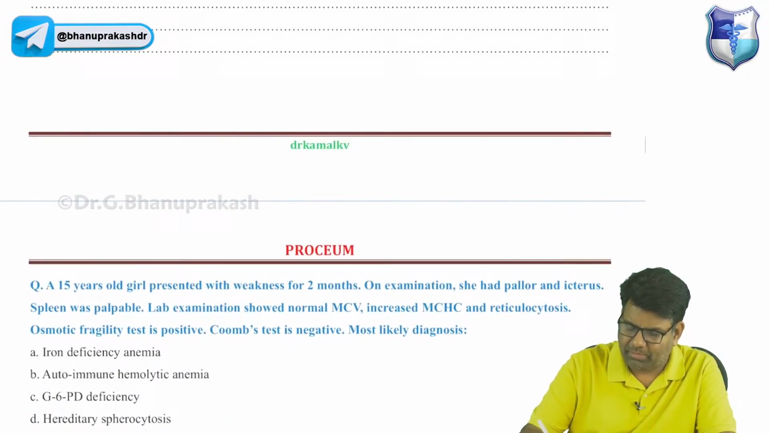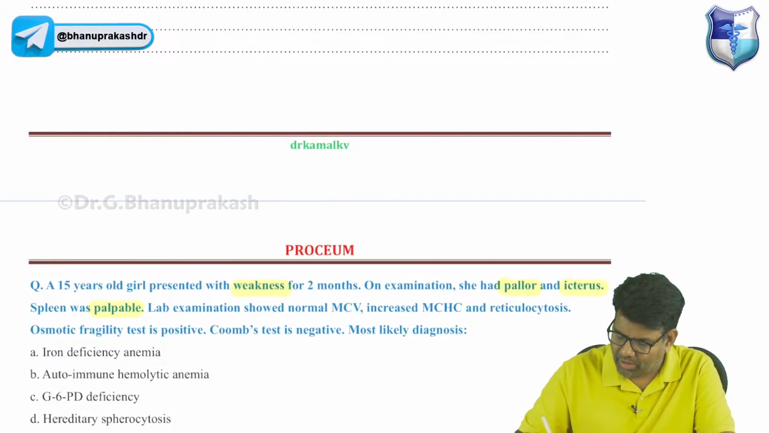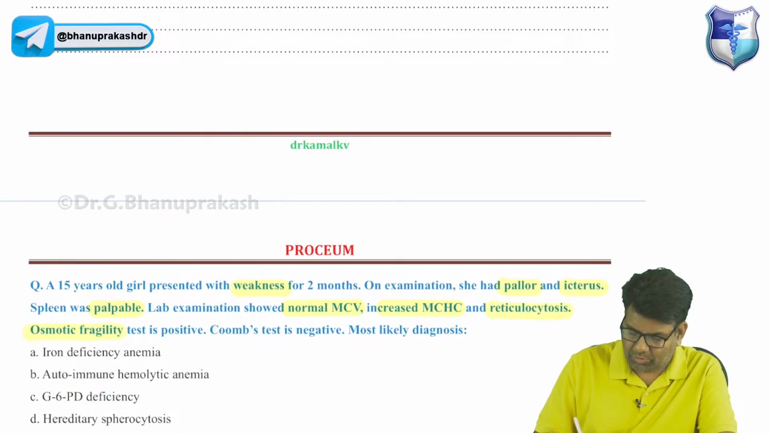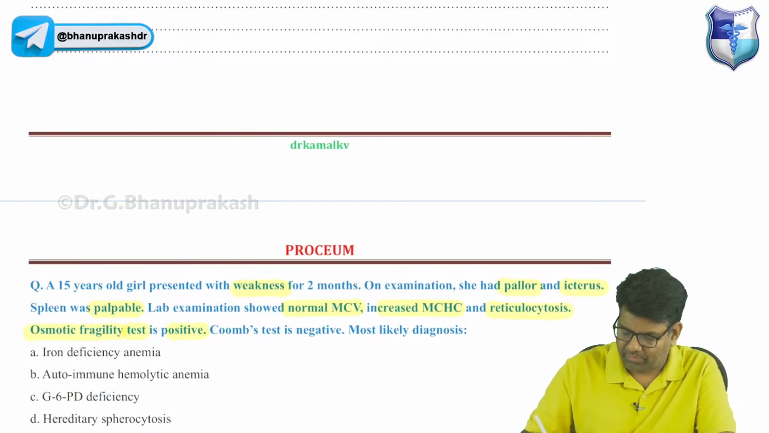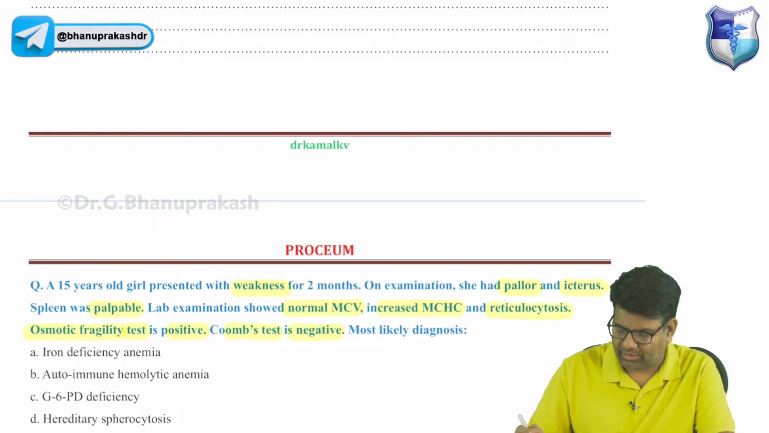Then the next question: a 15 year old girl with weakness, and she has pallor, icterus, and a palpable spleen, normal MCV, increased MCHC and reticulocytosis. Osmotic fragility test is positive, Coombs is negative. What can be your diagnosis?